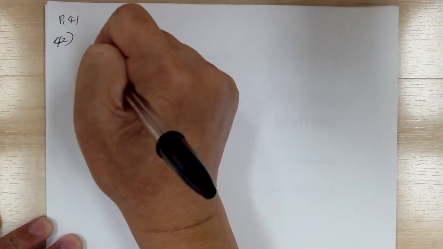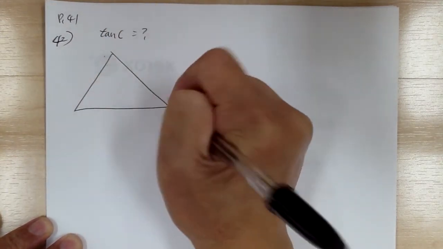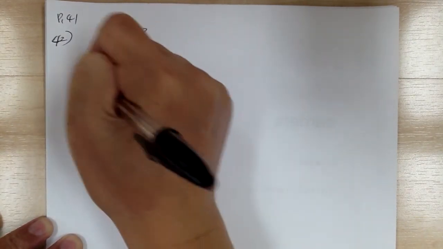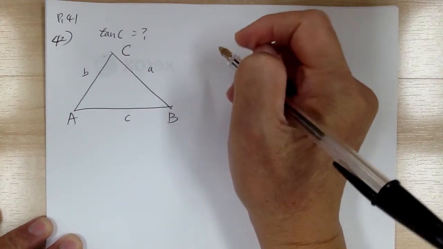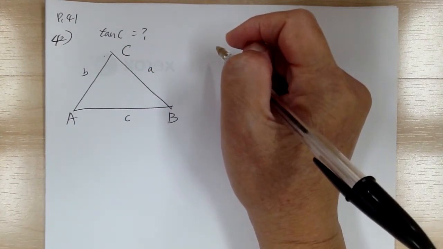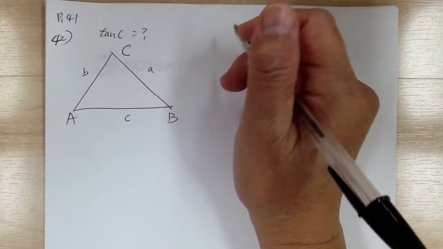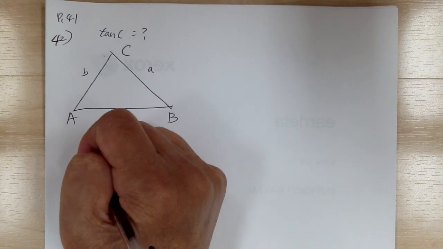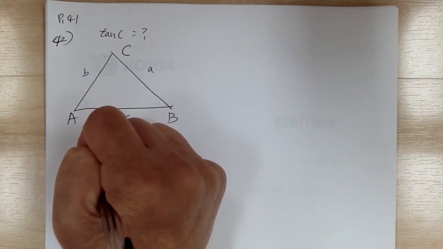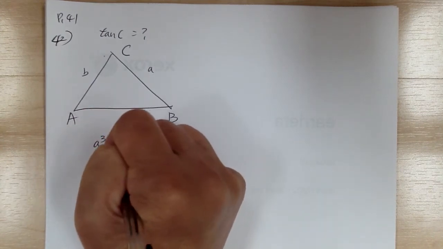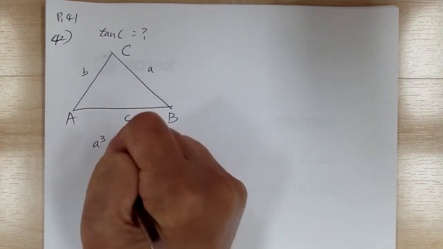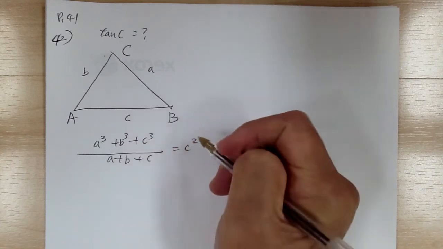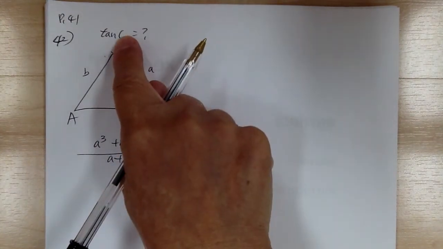Okay. So again, you have a triangle A, B, C. So this would be small a, small b, small c. And you were given that a cubed plus b cubed plus c cubed over a plus b plus c equals c squared. Okay, so this is given, and you want to find that.